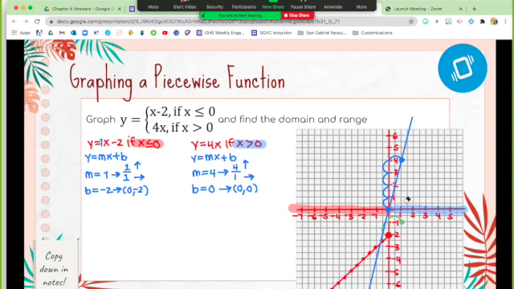So the way that we do that is I'm going to erase the left side because the left side is not going to exist. And the other thing is that instead of having a filled in circle, my circle is instead going to be empty.